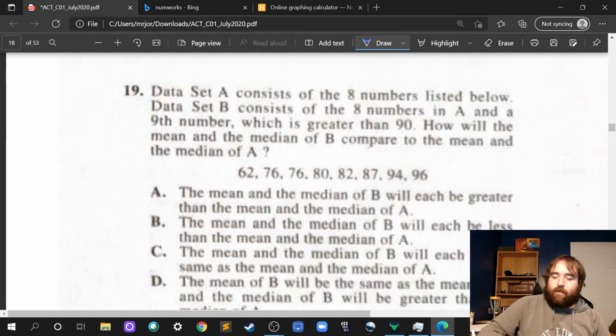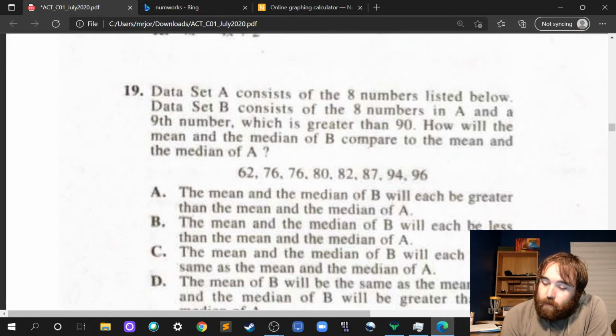Cool. Dataset A consists of the 8 numbers listed below. Dataset B consists of the 8 numbers in A and a 9th number, which is greater than 90. How will the mean and the median of B compare to the mean and median of A? Oh, they're all in order. That's nice. So what's the median here? The median here is 81.